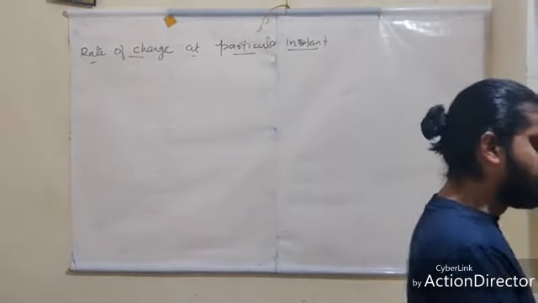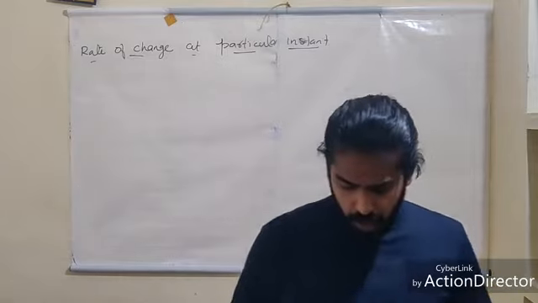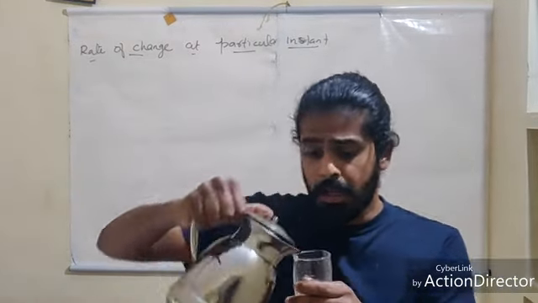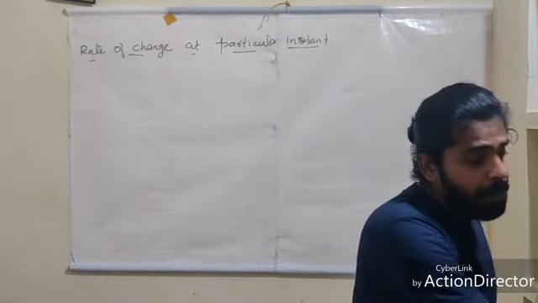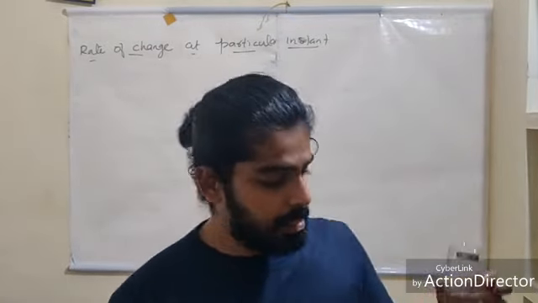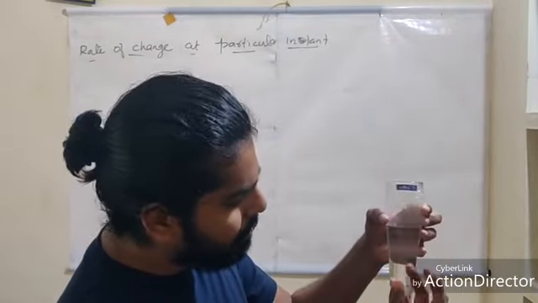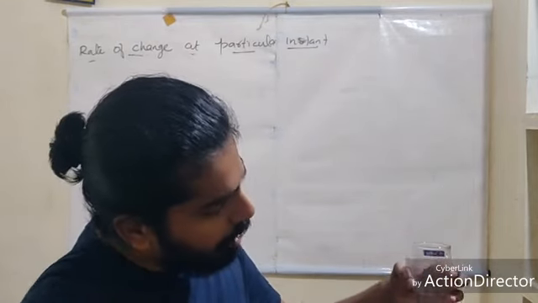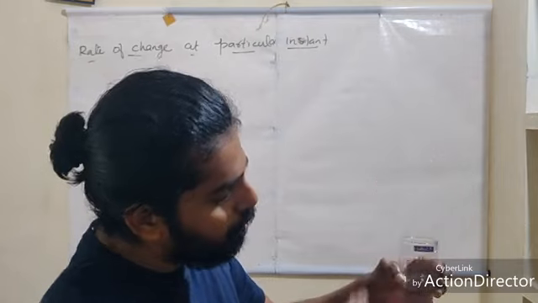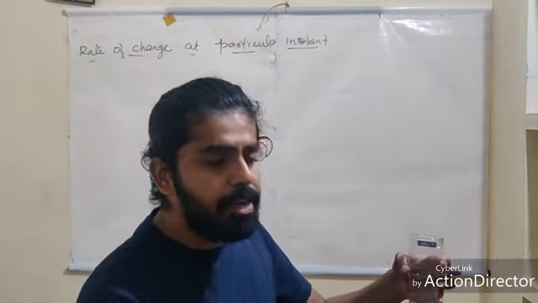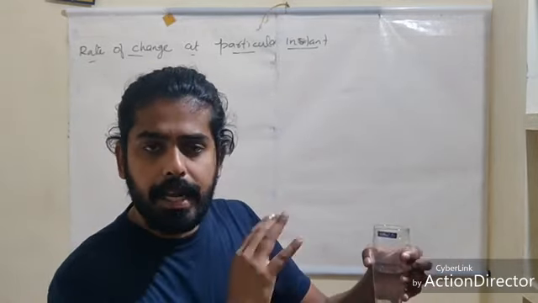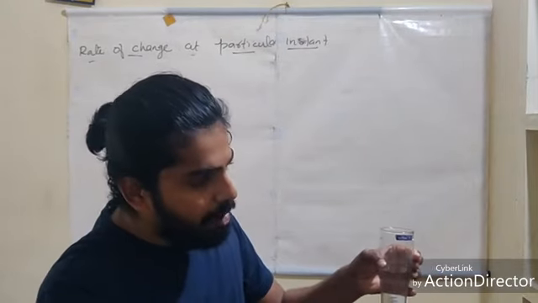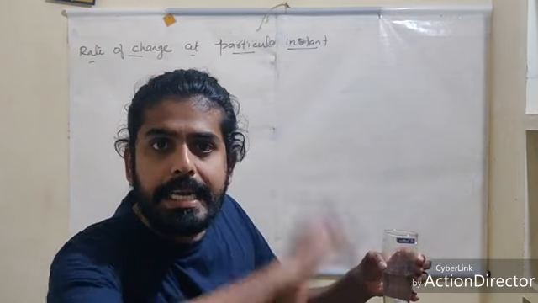But what if I am pouring water into this glass? The rate of change of height won't be equal at every instant, since the volume is increasing as it goes up. The volume of this shape keeps increasing as it goes up. So the rate of change of height won't be equal at any instant, right? As it goes up, the rate of change of height will be decreasing, right?